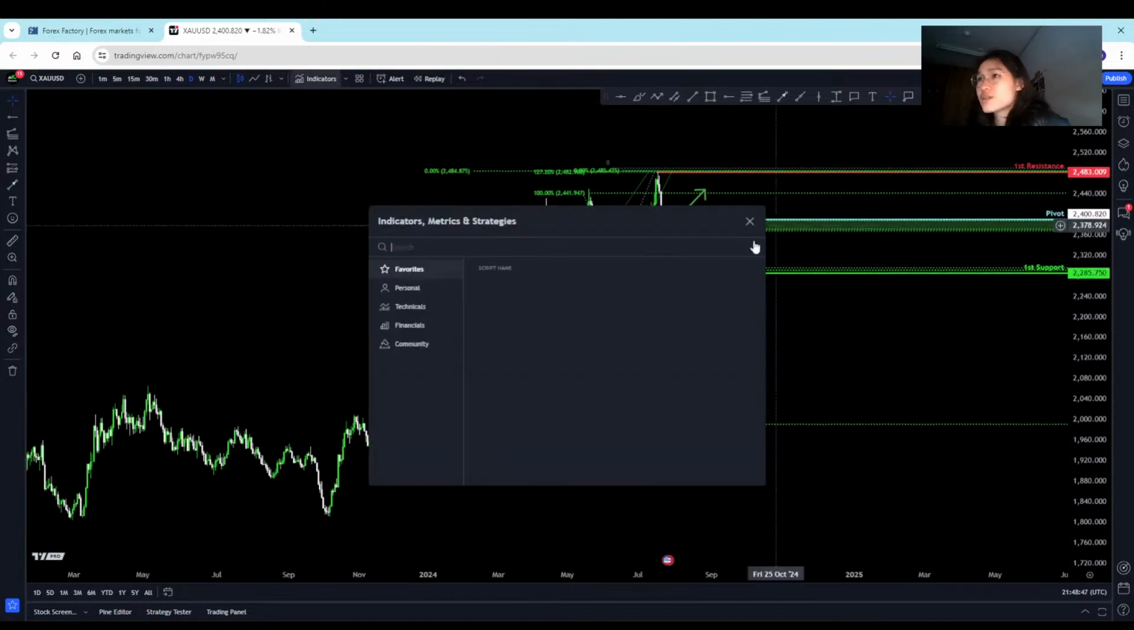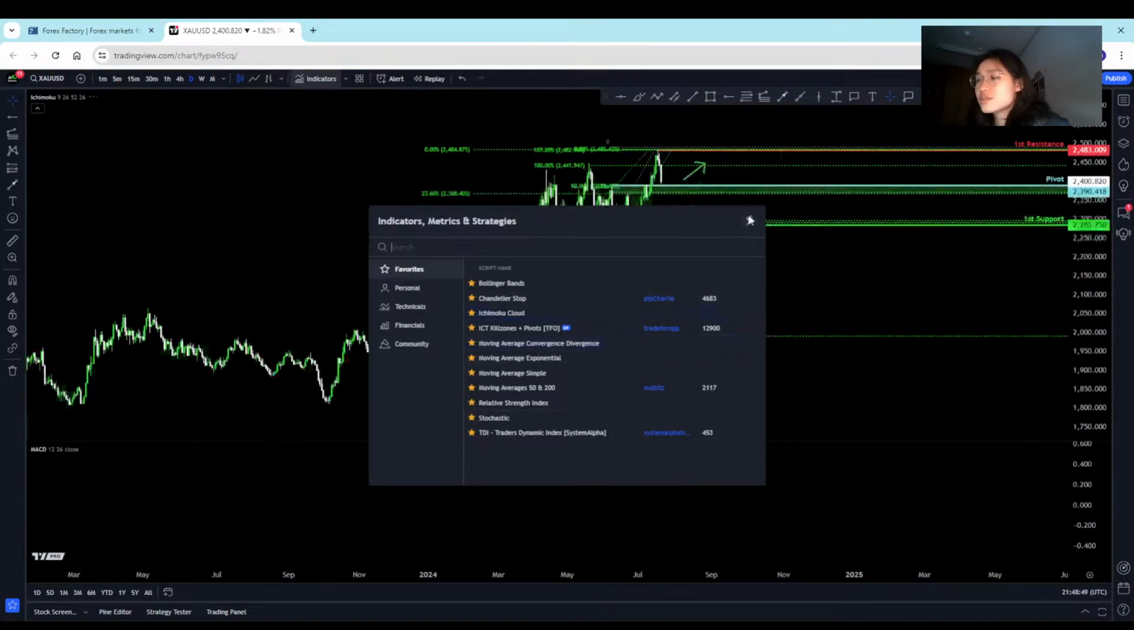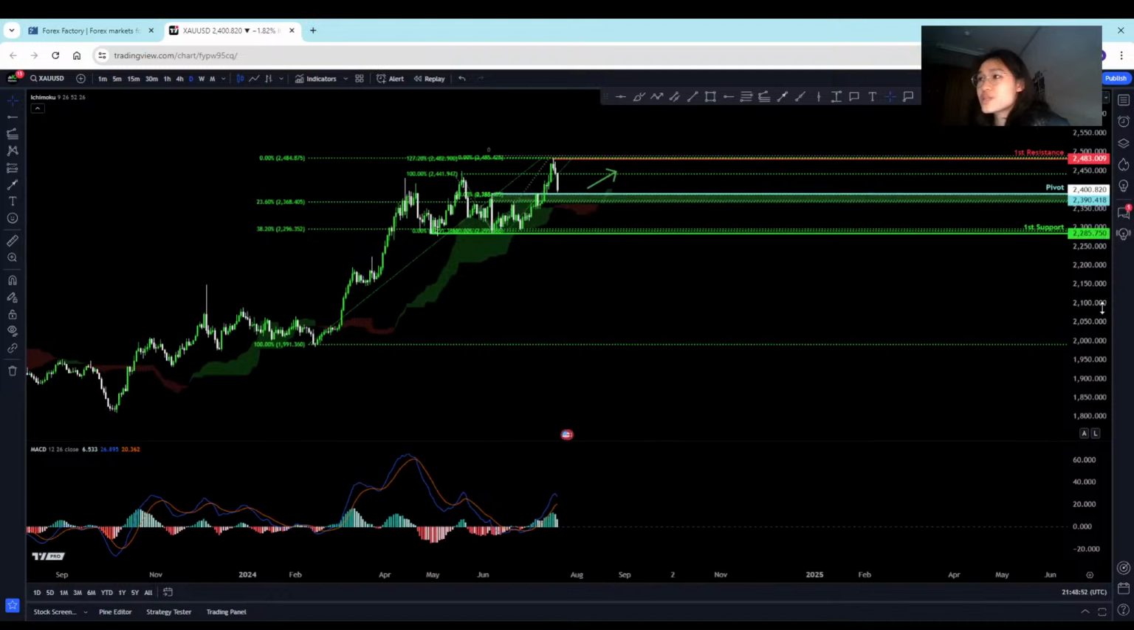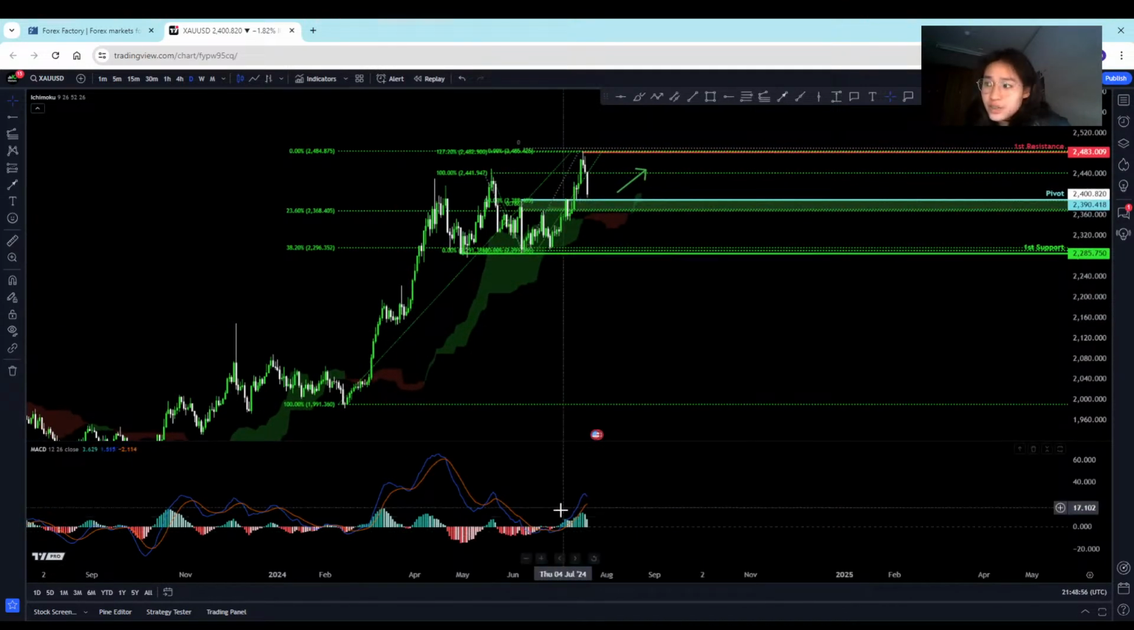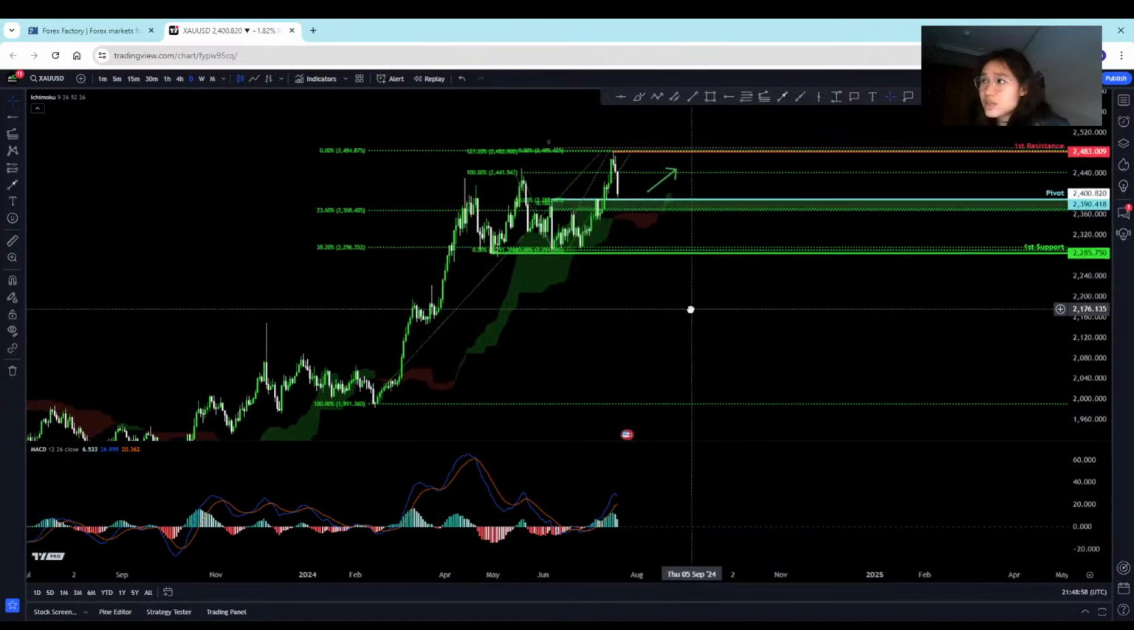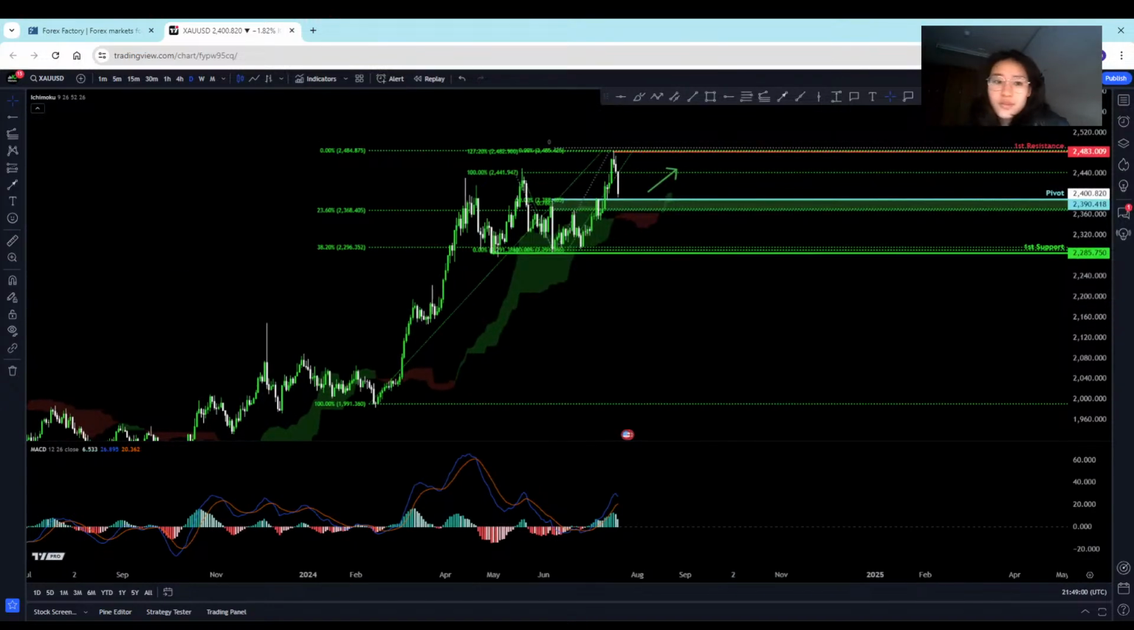Let's look at some indicators. Price is moving above the cloud, so it does give us a bullish signal. MACD, you can see, is also giving us a bullish signal here.